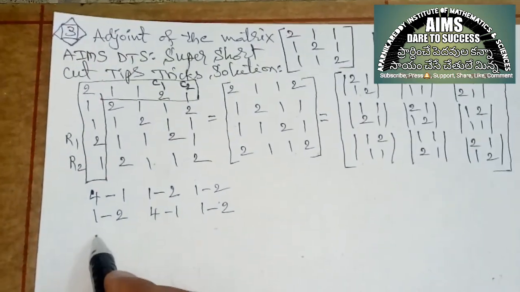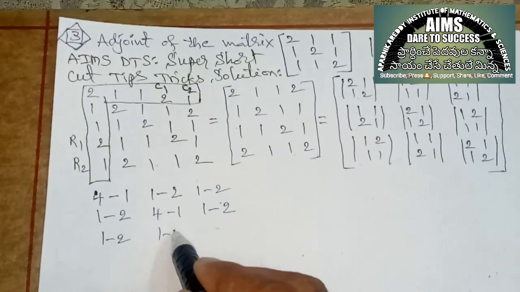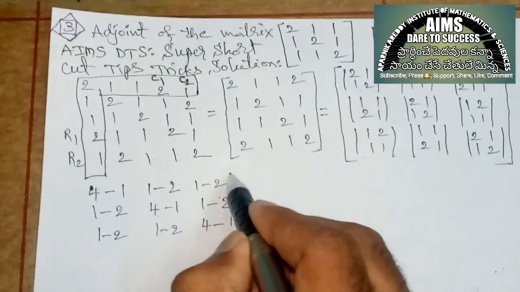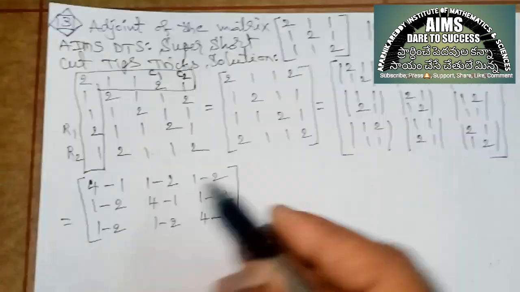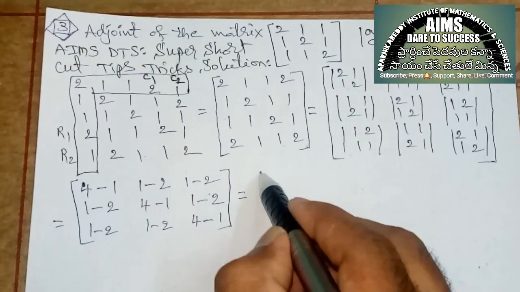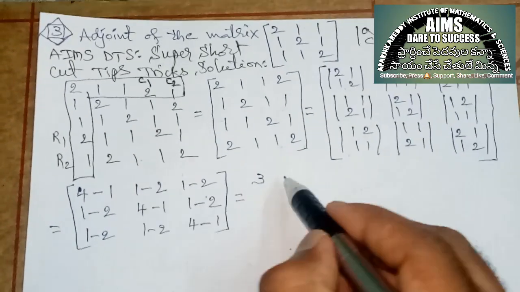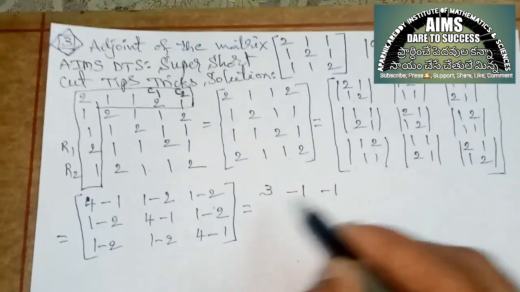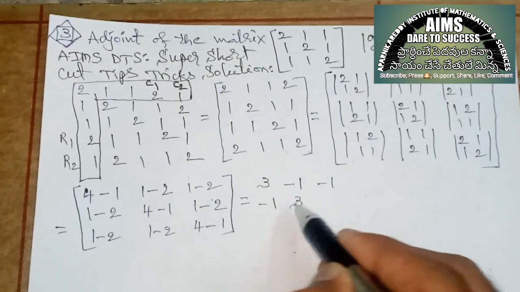Coming to row 3, 1 ones are 1 minus 2 ones are 2. 1 ones are 1 minus 2 ones are 2. 2 twos are 4 minus 1 ones are 1. Maximum part completed. Next 4 minus 1, 3. Small number minus big number is negative symbol. 1 minus 2 is minus 1. 1 minus 2 is minus 1. 1 minus 2 is minus 1. 4 minus 1 is 3.